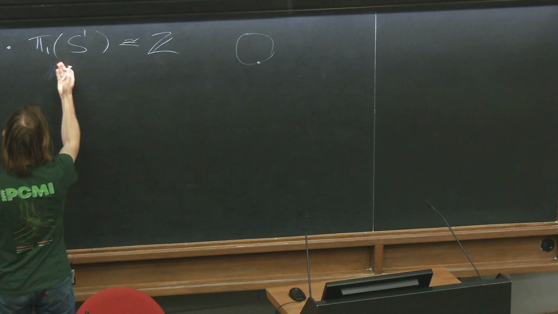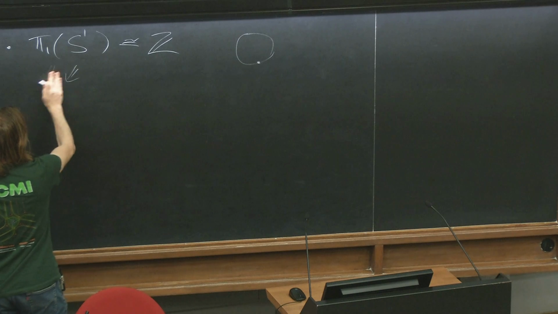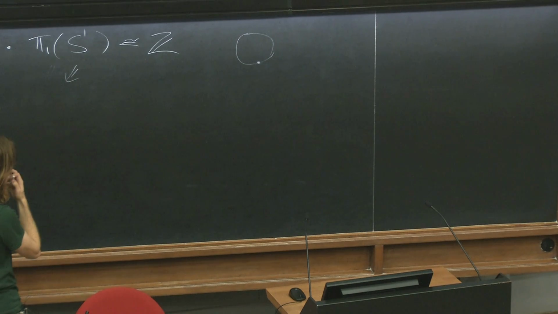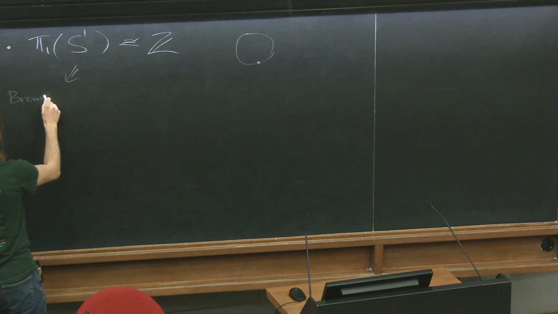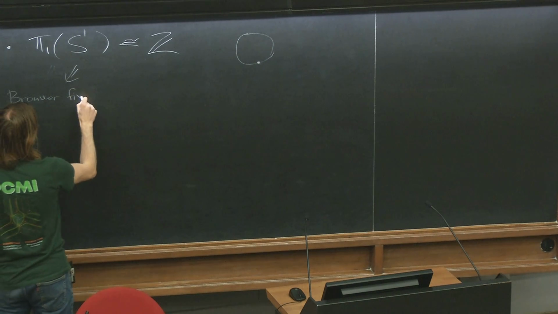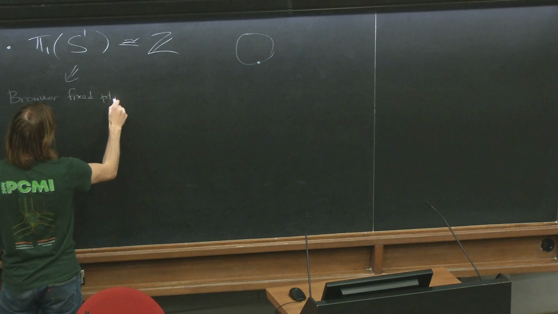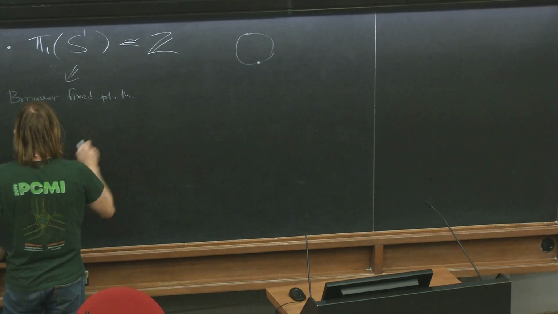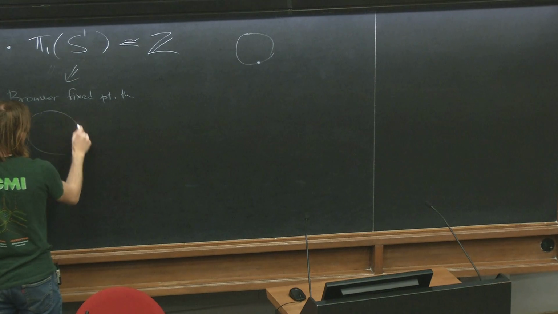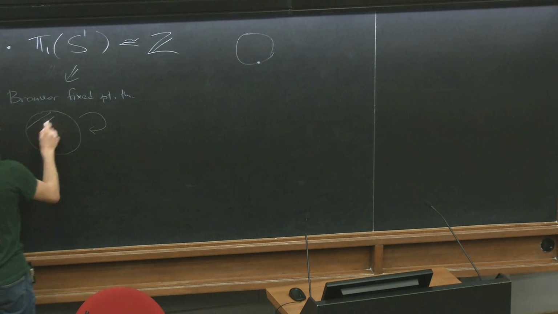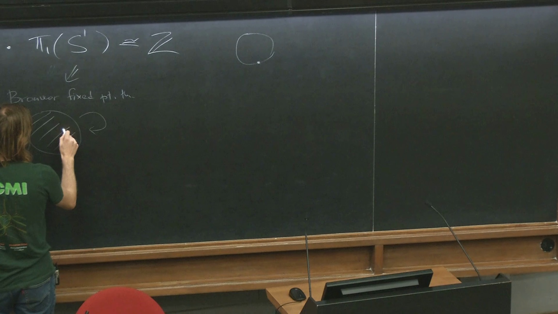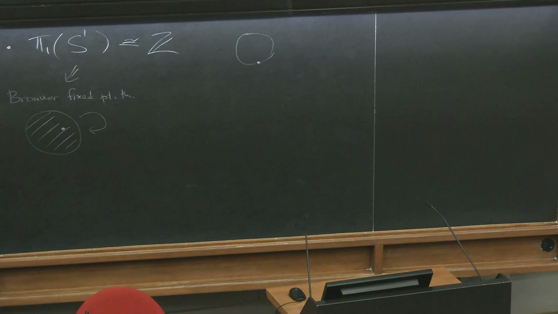this can be used, for example, to prove relatively easily two peculiar theorems. One of them is the Brouwer fixed point theorem, which tells that if there is a continuous map from a disk to itself, then there necessarily exists a point which is invariant under this map.